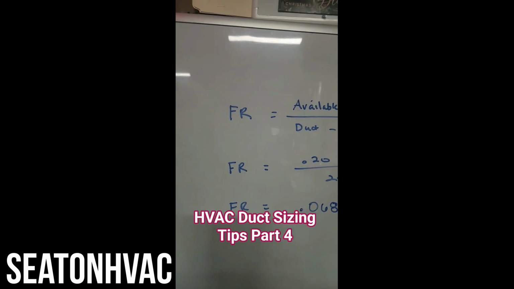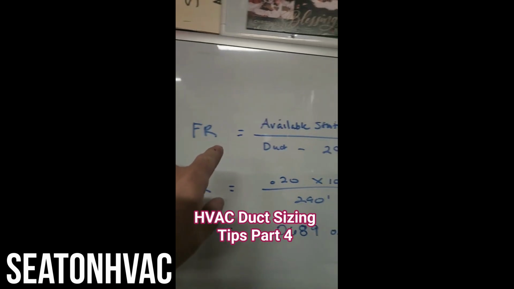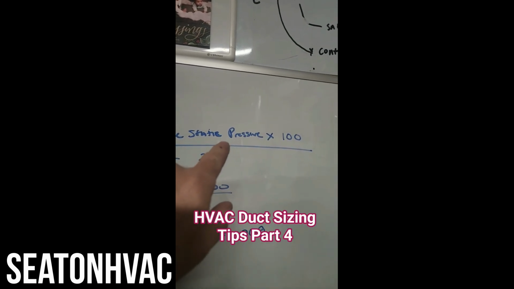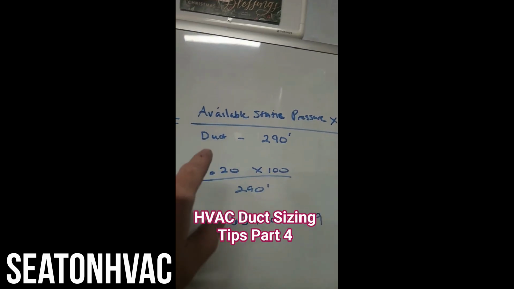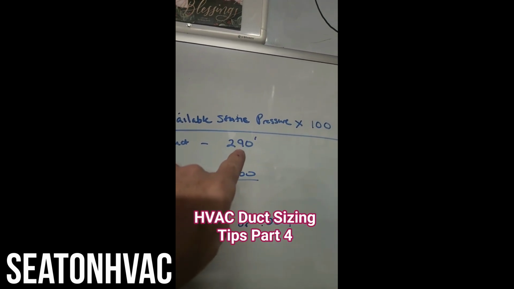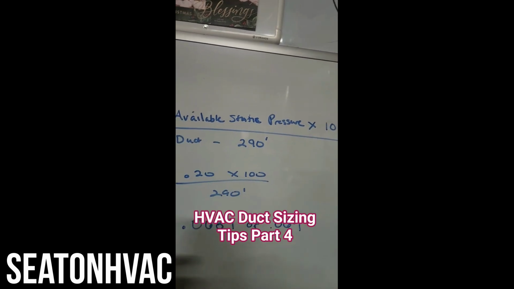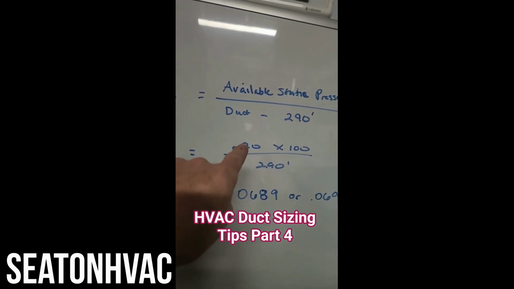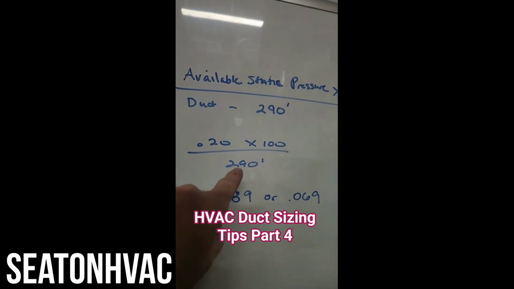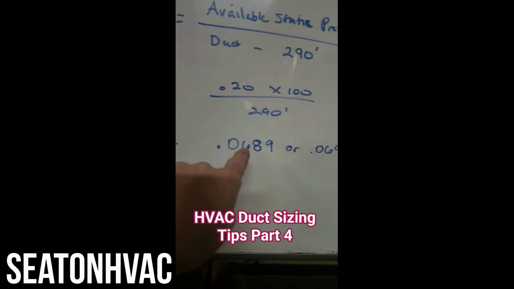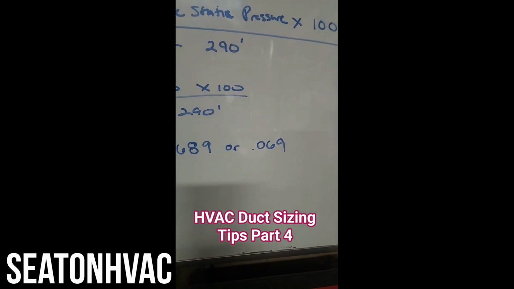Okay guys, so here's your formula for friction rate on your ductulator. It's your available static pressure, so all your devices minus your fan static, times 100 divided by your duct length. So let's say we screwed up and our furthest duct is 290 feet of equivalent length. That's not very good. Let me show you why. So our available static is 0.20 times 100 divided by 290 feet. That gives us a friction rate of 0.0689, or just use 0.069.